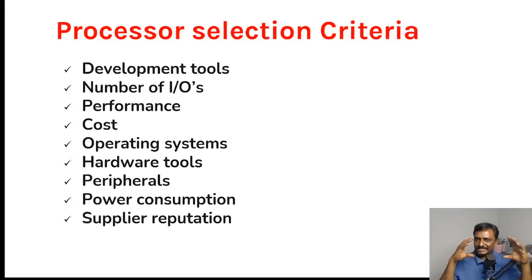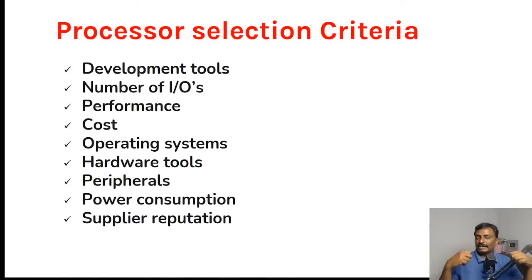So coming to the processor selection criteria, the first step is to choose the development tools. First, decide what kind of language you are going to use, whether you are going to write the program in C language or ASM language, or you have to decide the IDE, integrated development environment, or hardware description language, or any graphical programming. So the first thing is to decide the development tools. Second thing is to decide the number of IOs you want for the application. How many IOs you need, how many UART you need, how many peripherals you need. So decide the number of IOs.